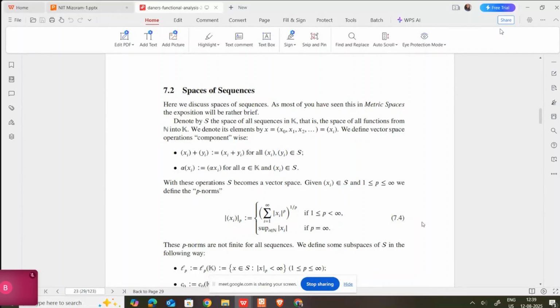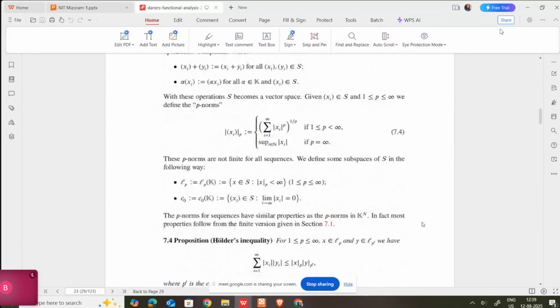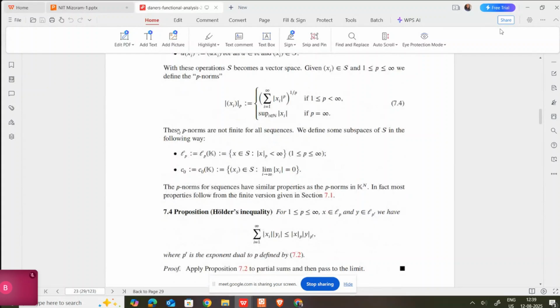So we define a subspace here. This is what I didn't want to rush through yesterday. We define a subspace LP, or LP over K, for which this LP norm is finite. And you also define another sequence space, C0 over K, the set of all sequences for which the limit of xi is 0. Sequences which tend to 0.